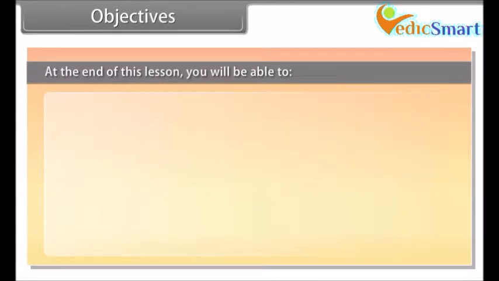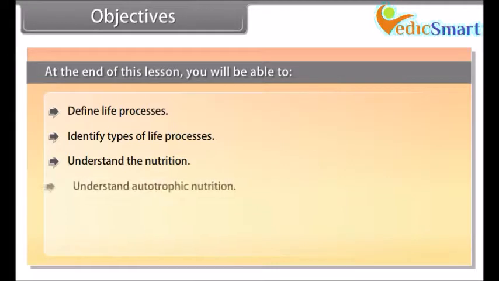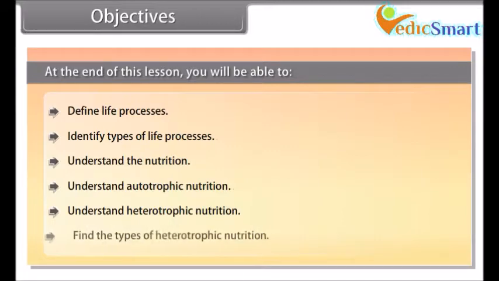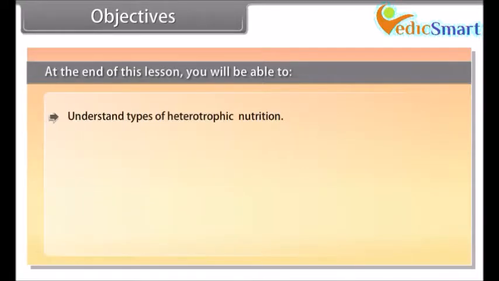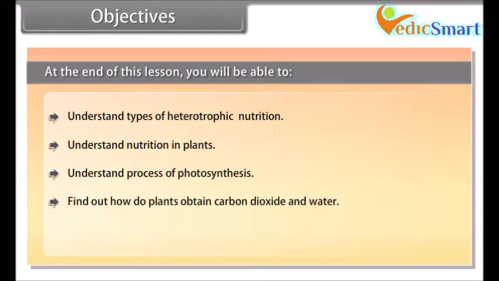Objectives. At the end of this lesson, you'll be able to define life processes, identify types of life processes, understand the nutrition, understand autotrophic nutrition, understand heterotrophic nutrition, find the types of heterotrophic nutrition, understand nutrition in plants, understand the process of photosynthesis, find out how plants obtain carbon dioxide and water, and understand the significance of photosynthesis.